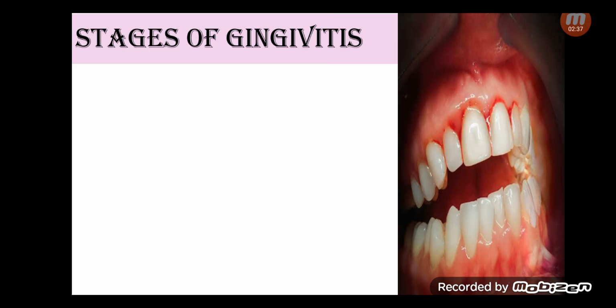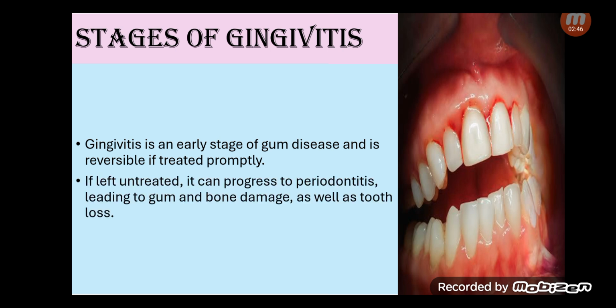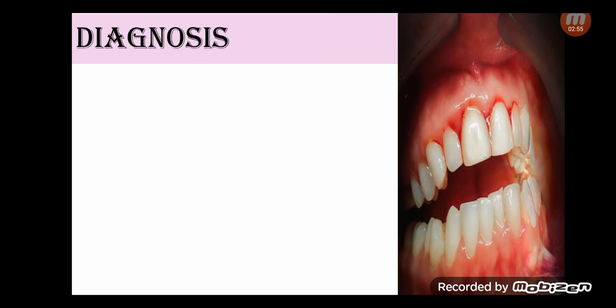Now let's talk about the stages of gingivitis. Gingivitis is the early stage of gum disease and is reversible if treated promptly. So, if left untreated, gingivitis can progress to periodontitis and cause bone and gum damage, that is eventually tooth loss.